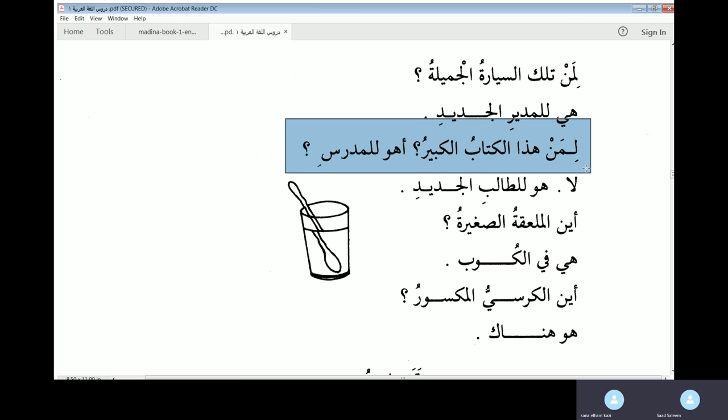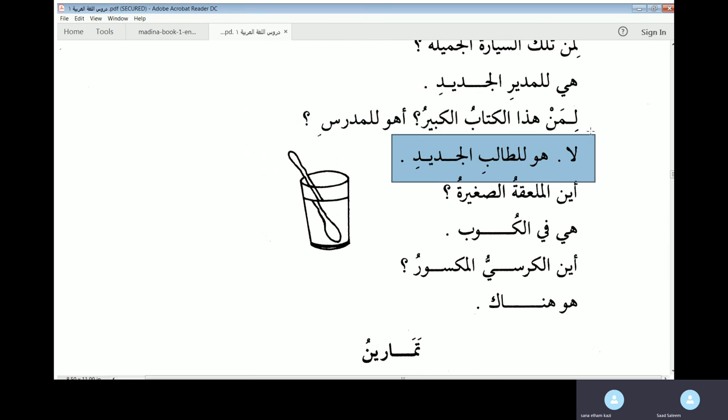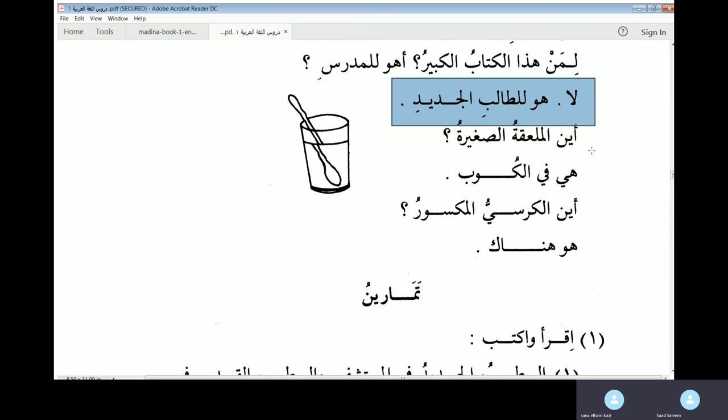لمن هذا الكتاب الكبير. To whom does this big book belong? هو للمدرس. This belongs to the teacher? لا, no. هو للطالب الجديد. This belongs to the new student.